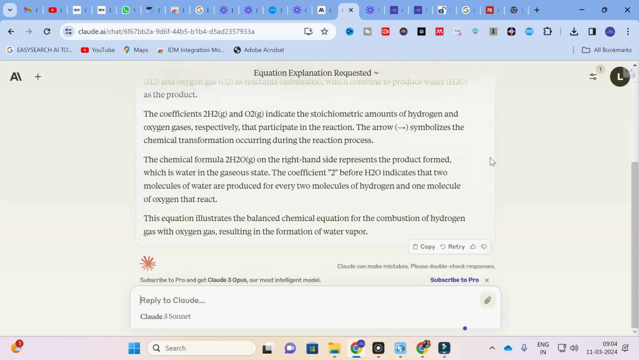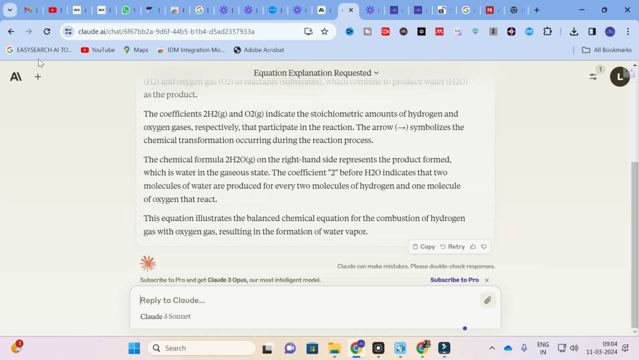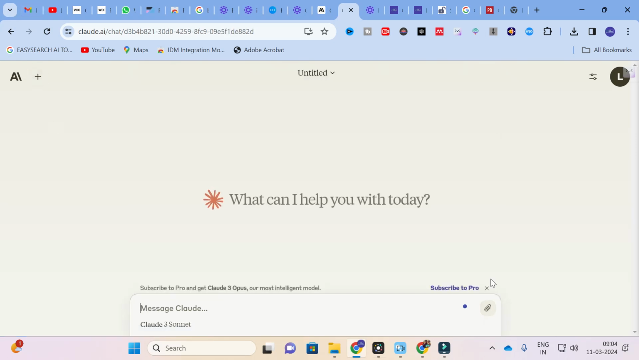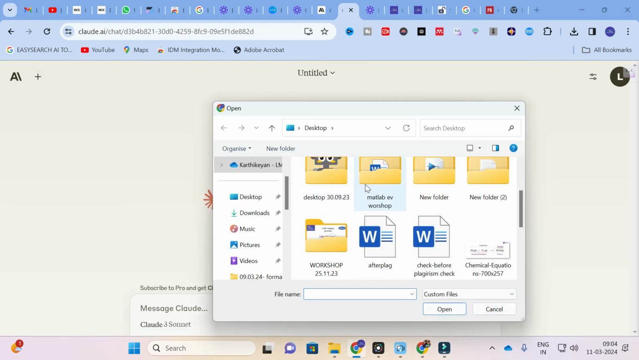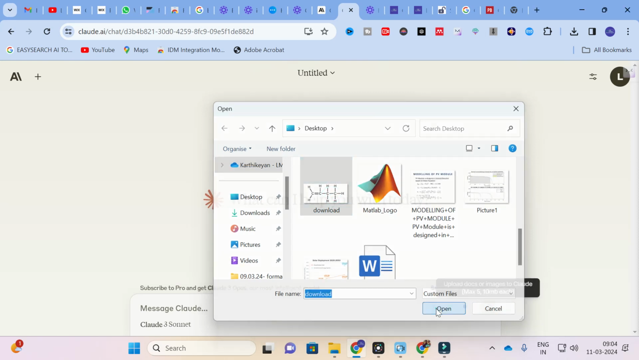So like that it is explaining the equations very well. Thereby you can get a perfect explanation of those equations. So let us explore some other example also. I am going to start a new chat again. After that, click on that. So I am going to upload a structure here, a chemical structure.